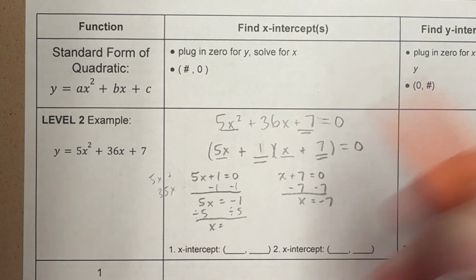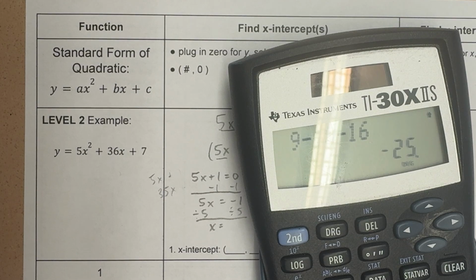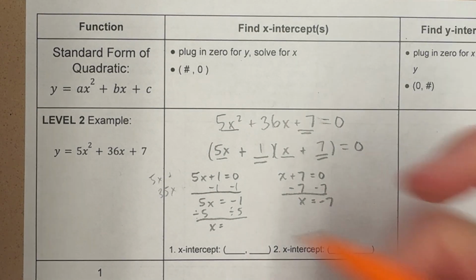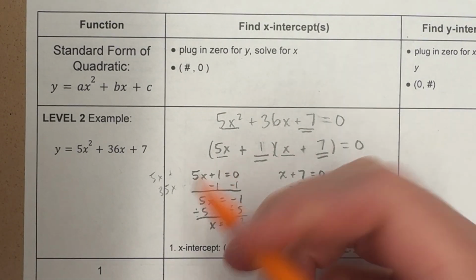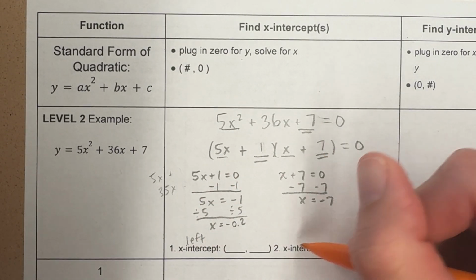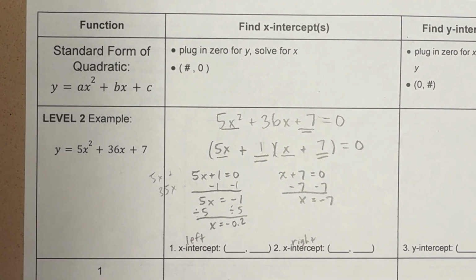Okay, this is a great opportunity to just plug this into your calculator. Make sure you put it in correctly. Negative 1 divided by 5 is negative 0.2. Okay, and let's put the left one on the left. This is just like an easy way to make your life easier.